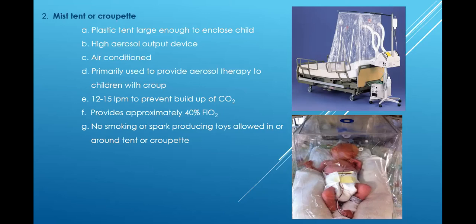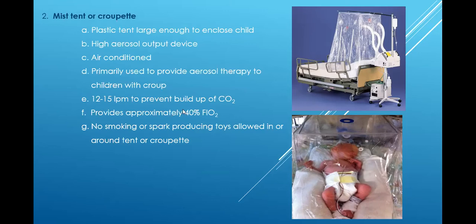And of course, I wouldn't want to be smoking if I was a baby, first of all. And you don't give the baby any kind of spark-producing toys, right? Because they're going to be in there. You don't want to give them that little electrical hot racer and they get to revving it up, no sparks to catch that oxygen. Oxygen supports what? Combustion. So you don't have any spark toys. I mean, y'all might not have, but when I was younger, we had the little car that you could rev up on the ground and it sparked in the wheels. Old school toys. You don't want to use those. So that's the mist tent or croupette.